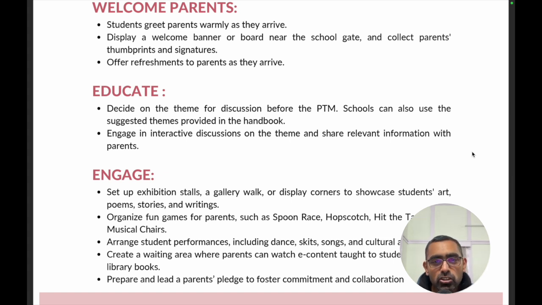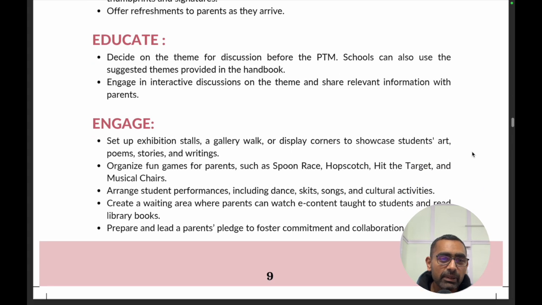You set up exhibition stalls. Let students display their talent, their knowledge, their application of mind. There can be a gallery, a display corner, art, poems, stories, writings, anything. You can organize games where parents come together. Parents and students can play together. Parents, students and teachers can play together. It can be like a big family outing.